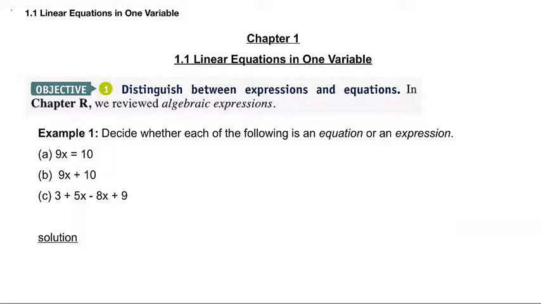So for chapter 1, we have section 1.1, linear equations in one variable. And we want to decide whether each of the following is an equation or an expression. So I think last week we said that equations tend to have an equal sign and expressions tend not to have an equal sign. So following that rule of thumb, A would be an equation, B would be an expression, and C would be an expression.